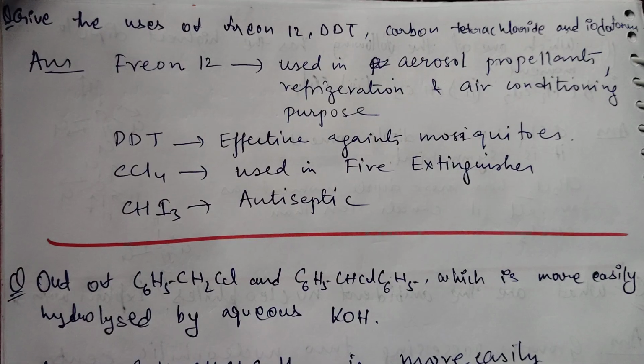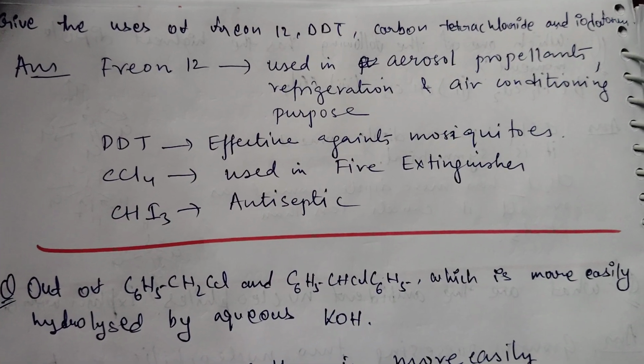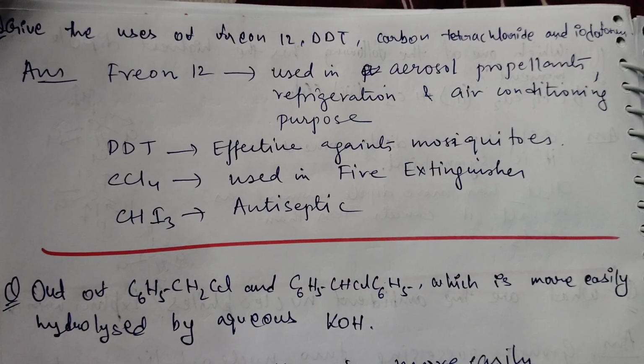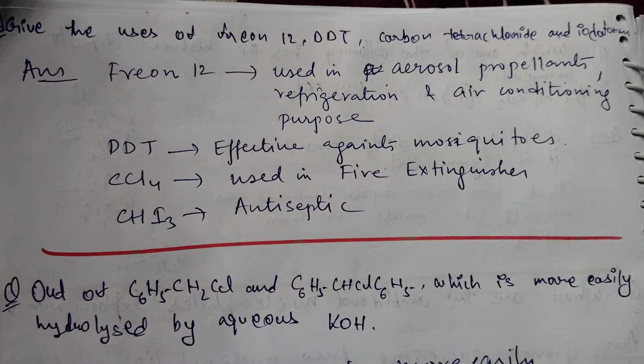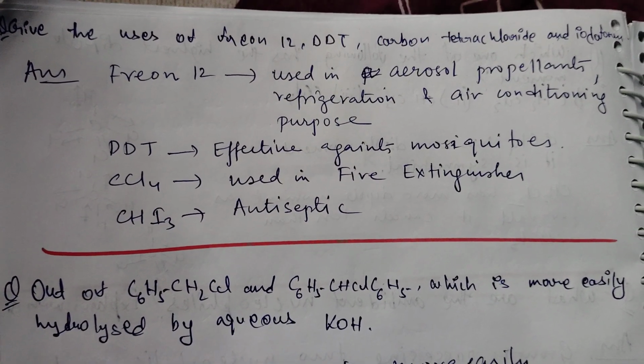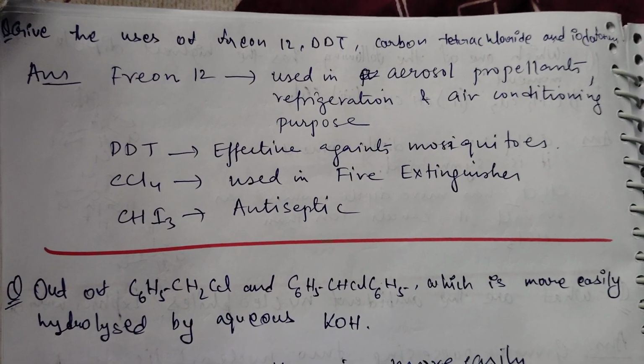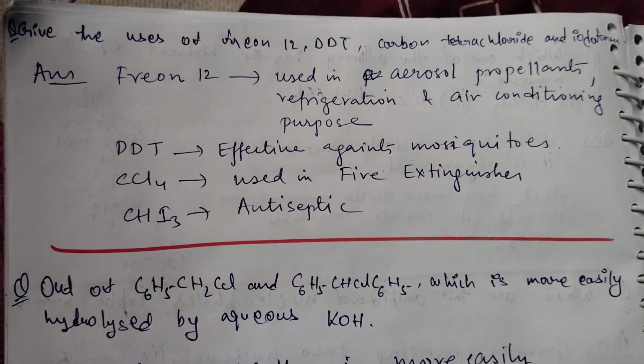What is the use of Freon 12, DDT, carbon tetrachloride and iodoform? Freon 12 is used in aerosol propellants and refrigeration. DDT is effective against mosquitoes. CCl4 is used in fire extinguishers as pyrene. CHI3, meaning iodoform, is used as an antiseptic.